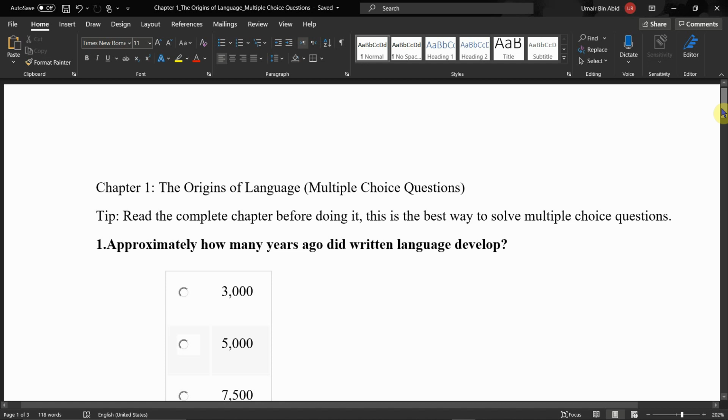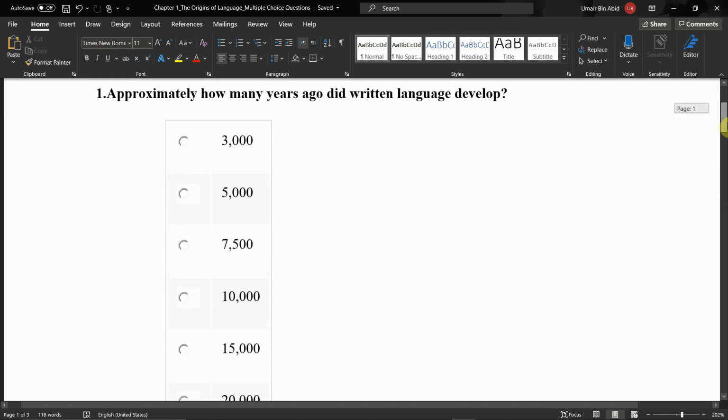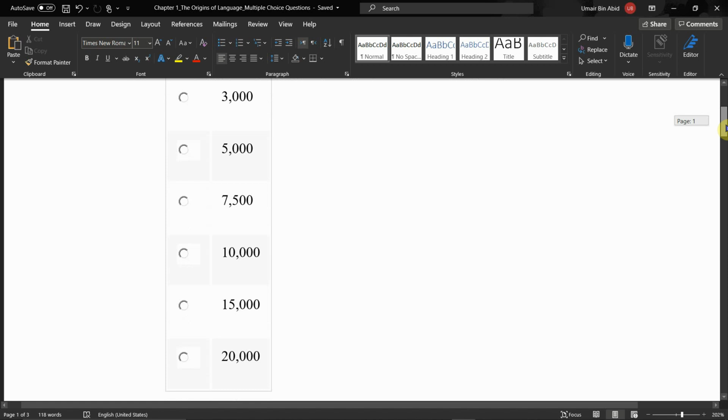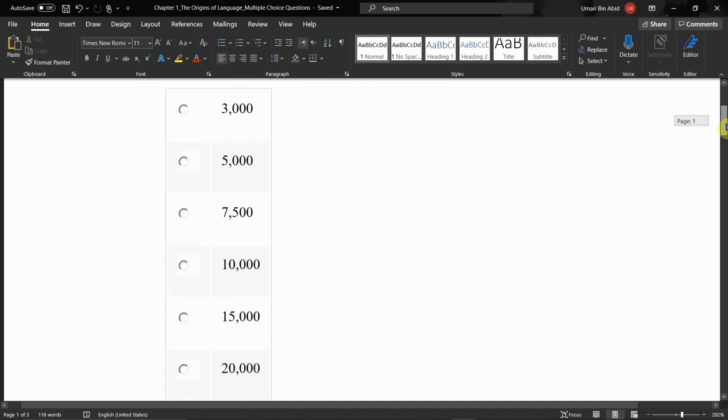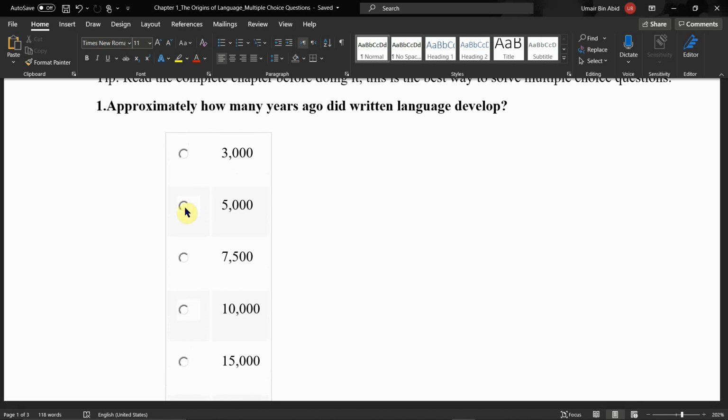George Yule does not write too long that it is difficult to read, and he does not write too difficult to understand. So let's start. Now I am going to read each question and then I'll give you the answer. The first is, approximately how many years ago did written language develop? These are the several options: 3,000, 5,000, 7,500, 10,000, 15,000, and 20,000. So the answer is 5,000.